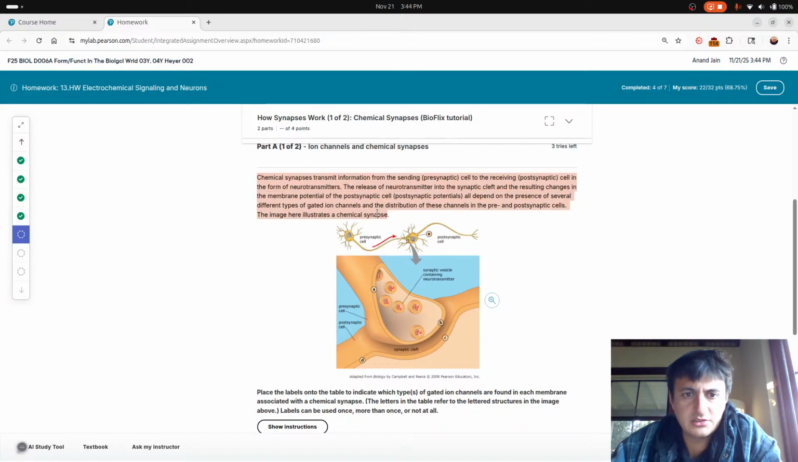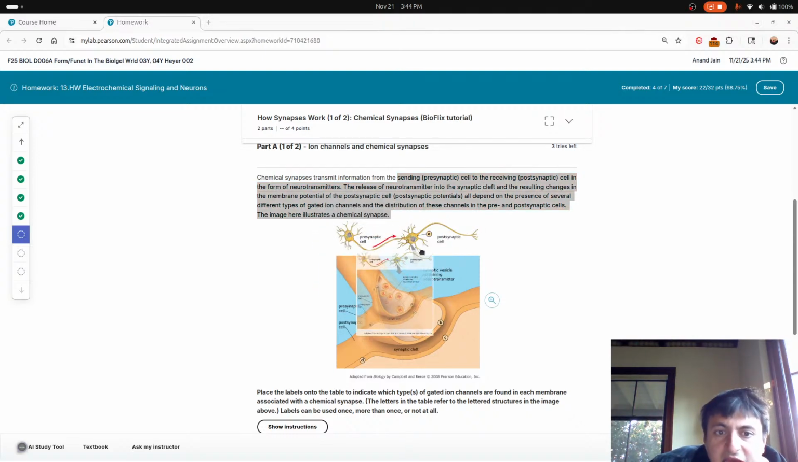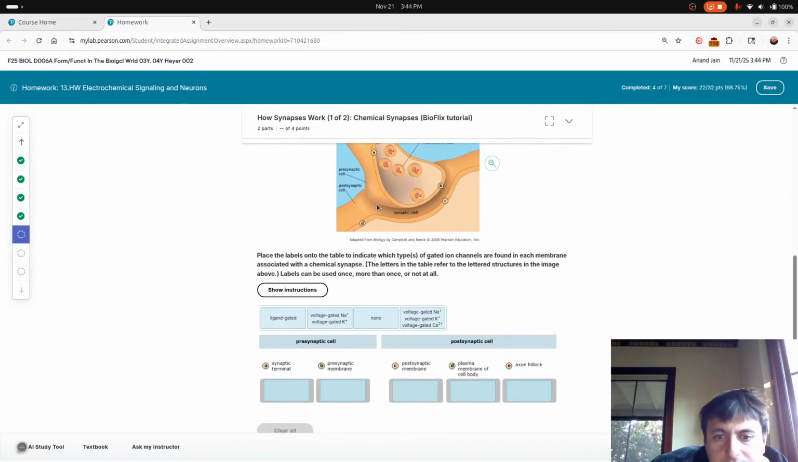Chemical synapses transmit information from the sending to the receiving cell. The release of neurotransmitter into the synaptic cleft and the resulting changes in membrane potential of the postsynaptic cell all depend on the presence of several different types of gated ion channels and the distribution of these channels in the pre and postsynaptic cells.